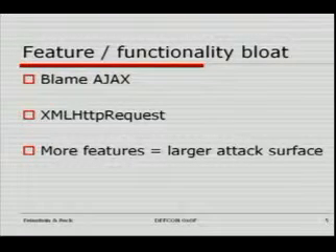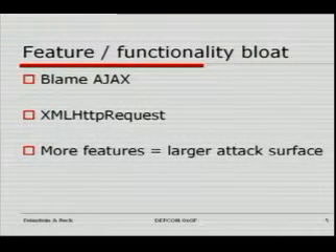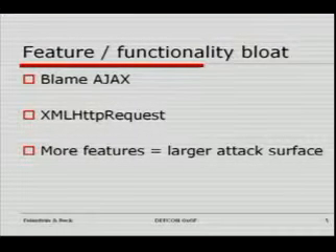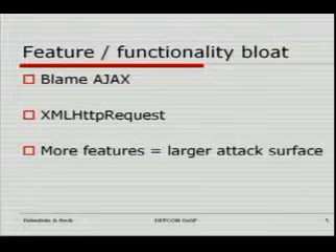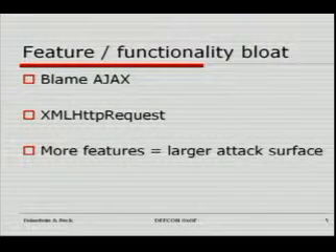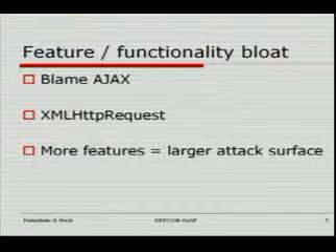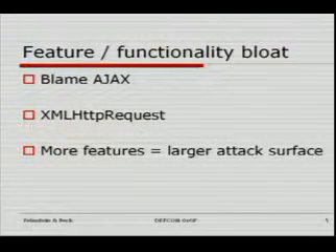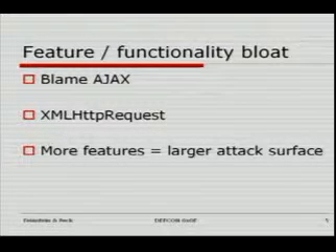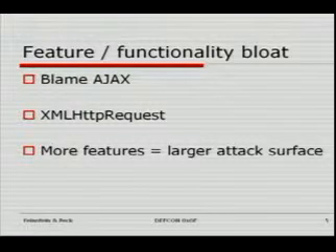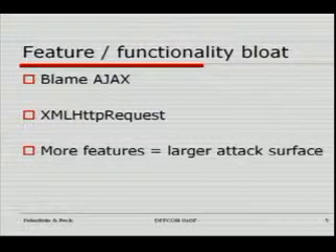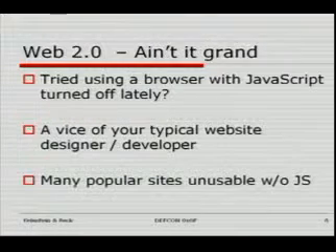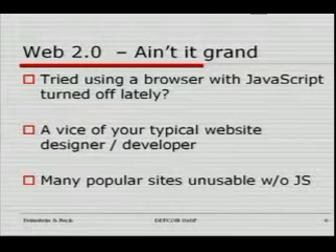Like all great technologies, there tends to be feature and functionality bloat. A lot of this involves AJAX and Web 2.0 technology. The XMLHttpRequest object is a very powerful part of JavaScript that allows you to asynchronously control requests to and from the browser and the web server. As our experience has shown, more features always equals a larger attack surface to exploit and greater potential for security-critical bugs. So I'll hand off to Daniel.